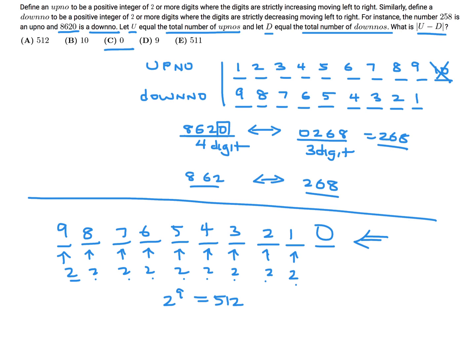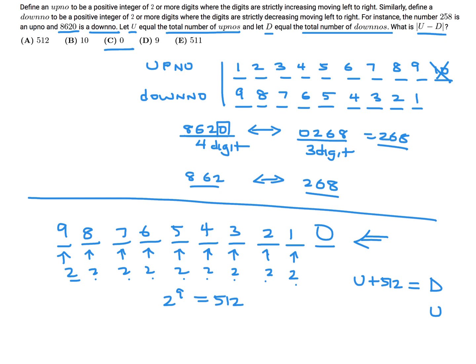So 512 is the extra. For example, which one is more, U or D? This is a down number, right? So there's going to be more down numbers. So D is equal to U plus 512. Is that right? Because there's more down numbers.